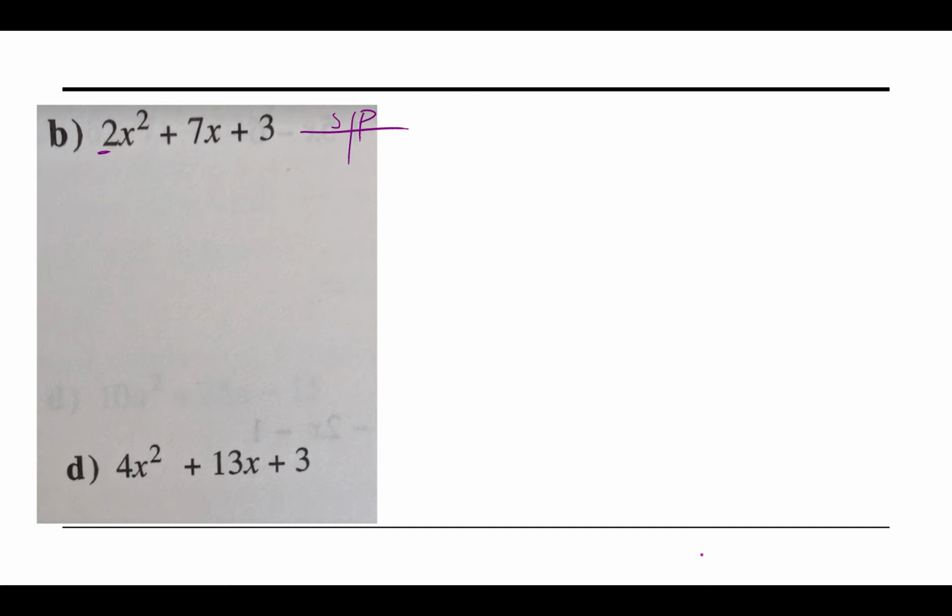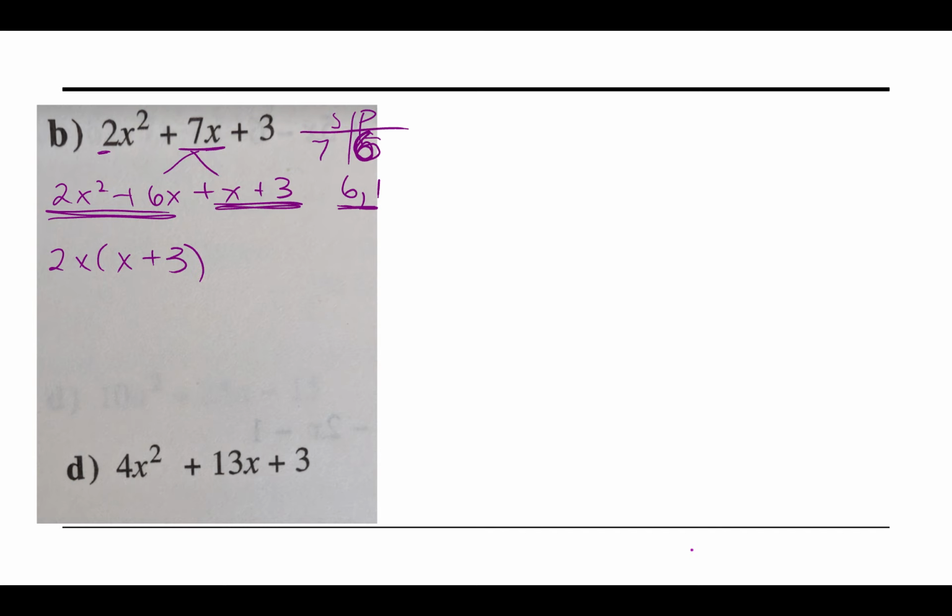So we're looking for two numbers that will add to 7 and multiply to 6, since 2 times 3 is 6. So that would be 6 and 1. And when we're putting that down, we're going to have 2x squared, that doesn't go anywhere, breaking up the middle term with these two numbers, so plus 6x plus x plus 3. Now out of the first two terms, you can take out a 2x, and you're left with x plus 3.